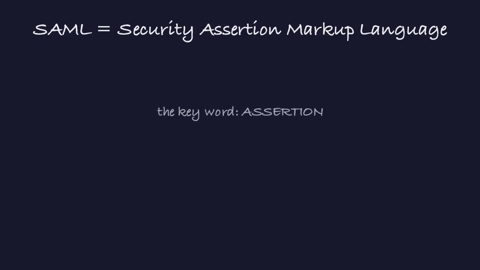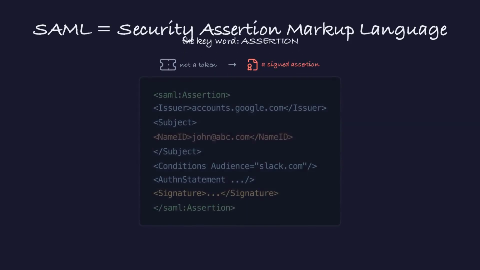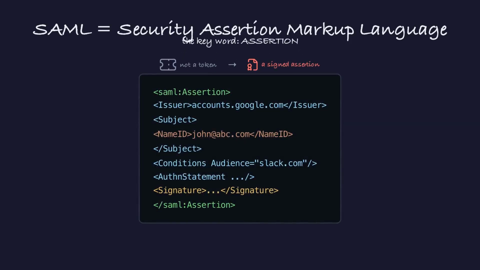The key word is assertion. The identity provider doesn't hand you a token, it hands you an assertion. An assertion is a signed XML document that says, in effect, "I, Google Workspace, confirm this user just authenticated and may access Slack." It's cryptographically signed. Slack verifies the signature came from the IdP and trusts it without ever calling the IdP during the transaction. XML-based, verbose, and built for corporate networks, not the open consumer web.